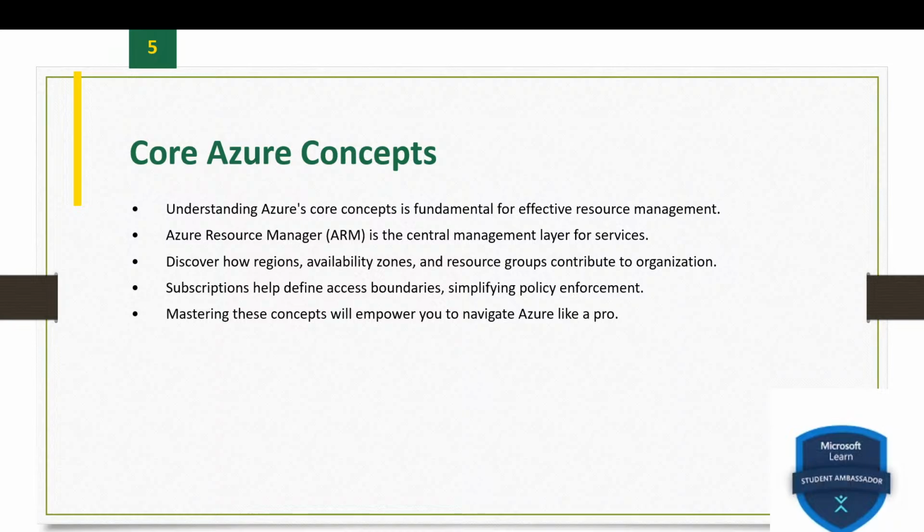You can apply role based access control at the resource group level, ensuring that only authorized users can manage the resources within the group. And cost tracking. Resource groups help in tracking cost and usage by grouping resources according to projects, environments, or departments.